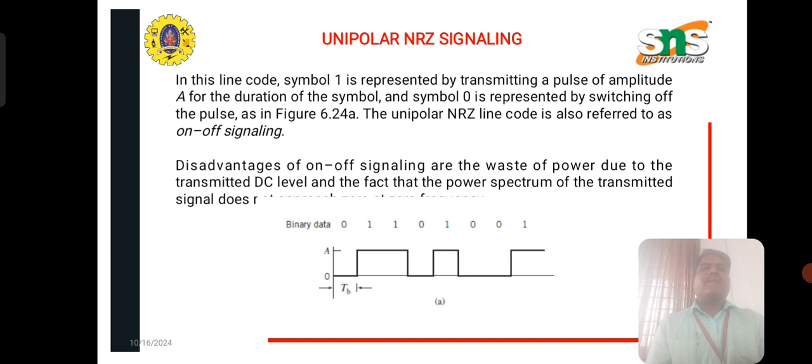In this line code method, the symbol 1 is represented by transmitting a pulse of amplitude A for the duration of the symbol, and symbol 0 is represented by switching off the pulse. That is why the unipolar NRZ line code is also referred to as on-off signaling. The disadvantages of this on-off signaling are the wastage of power due to the transmitted DC level and the fact that the power spectrum of the transmitted signal does not vanish at zero frequency. So simply, in unipolar NRZ signaling, whenever bit 0 comes, no pulse is transmitted, and when 1 comes, a positive pulse is transmitted.